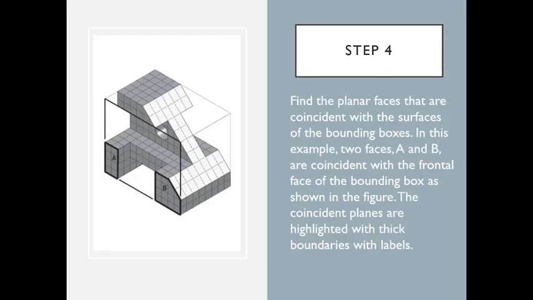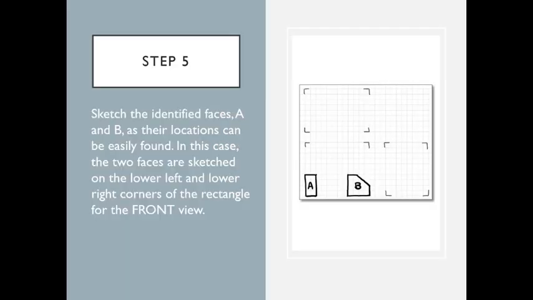Once the bounding box is sketched, we can start sketching the details of each view. It'll be easier to sketch the faces that are on the surfaces of the bounding box. Starting from the front view, find the surfaces that are on the front bounding box surface. In this case, the surfaces A and B are on the bounding box surface. Sketch the surfaces A and B in true shapes. A is a rectangle in the lower left corner of the bounding box in the front view. The surface B is on the lower right corner.